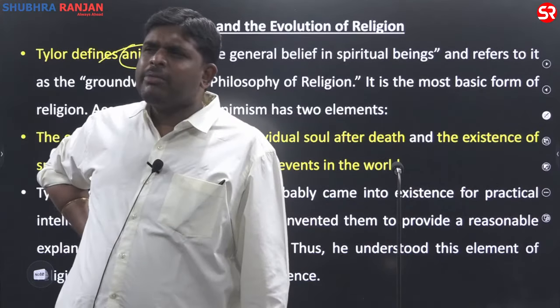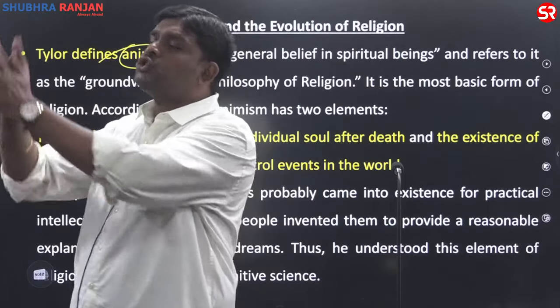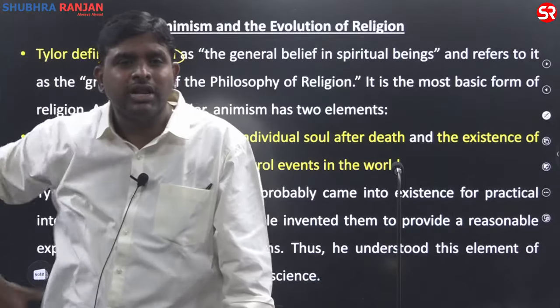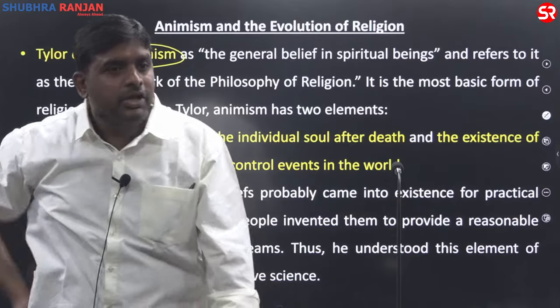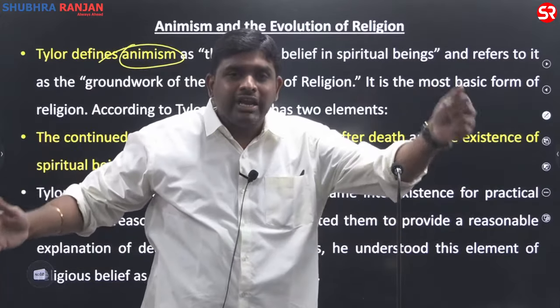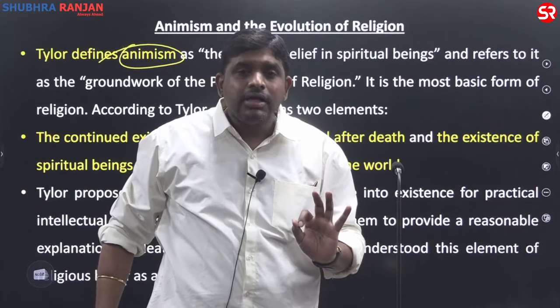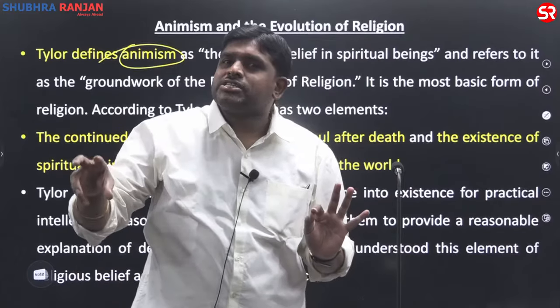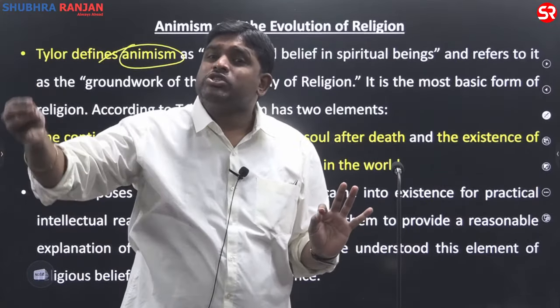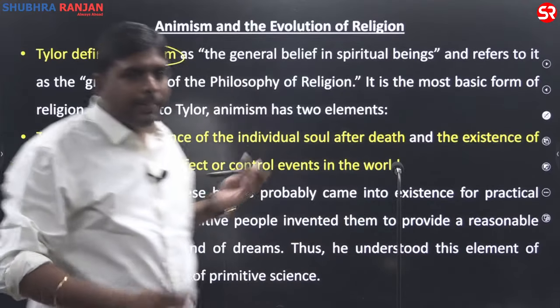Then again people were being dissatisfied. These many gods are there, from where this god? Again they merged together and brought one more religion called monotheism. So in this way he gave the evolution of religion. So the first form of religion is animism, animatism, objects. After that naturism, after that polytheism, after this monotheism.